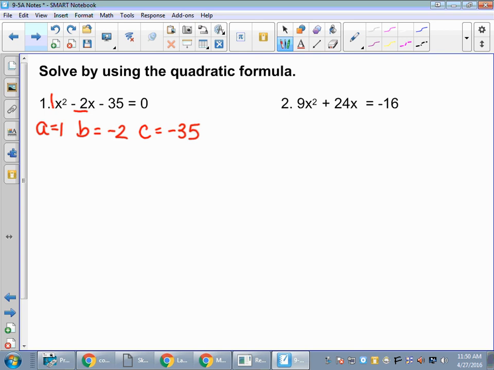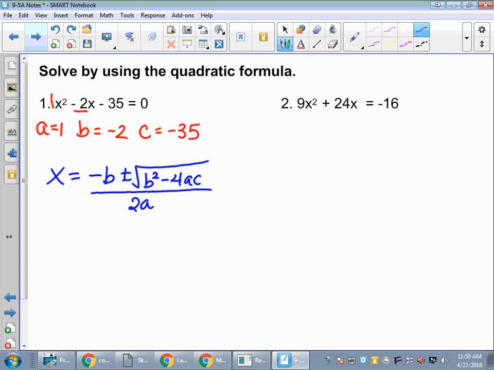All right, the first step in the work is writing down the formula. Why? Because then you'll memorize it. X equals negative b plus or minus the square root of b squared minus 4 times a times c all over 2a. If you don't show that on your work, you will get marked down.